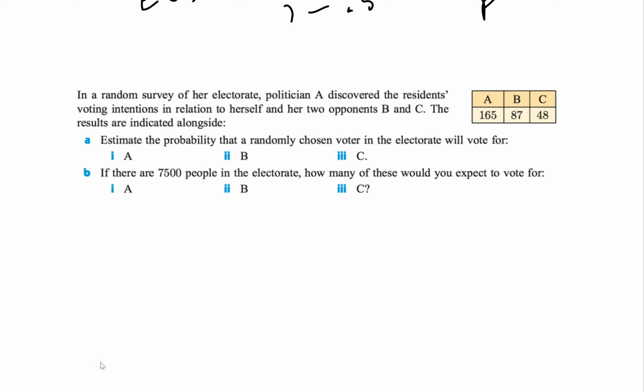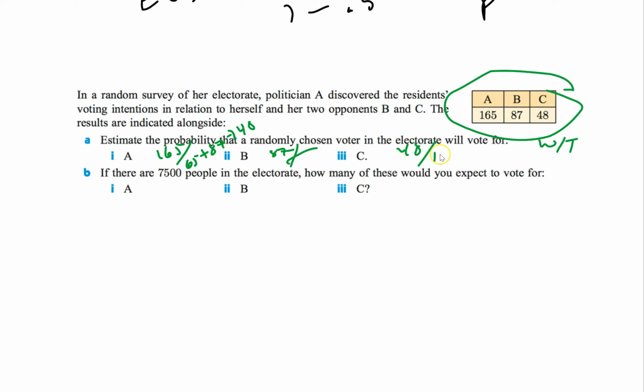I'm going to talk about this next one in general. I'm not going to go into specifics because I don't want to waste your time. But let's look at this one. In a random survey of the electorate, politician A discovered residents' voting intentions in relation to himself and 2 other opponents, B and C. The results are indicated alongside. So here are the results. He polled so many people, he got 165, 87, 48 for C. Estimated probability of any chosen voter in the election will vote for A? Well, this is our general want over total. So A is going to be 165 over the sum of 165 plus 87 plus 48. Likewise for B, it would be 87 over that mess. And then for C, it would be 48 over whatever that number is.